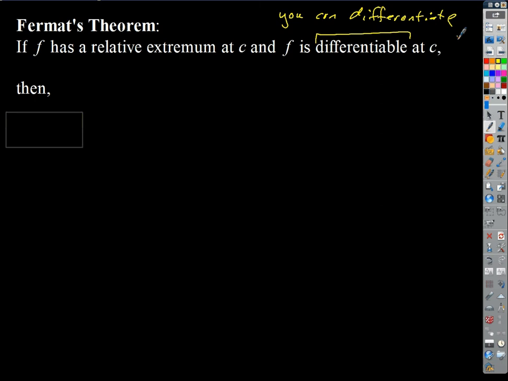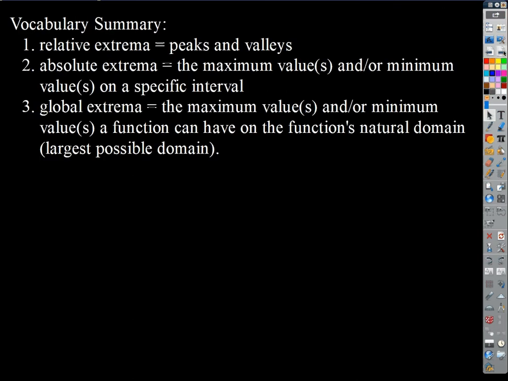So if f has a relative extremum at c and it's differentiable, then what can you tell me about that extremum? Okay, but what's that tell you about the nature of that extremum? Okay, yeah, it's got to be curved, doesn't it? If it has an extremum, then doesn't that mean that the derivative would have to equal 0, right? Okay, that's so profound.